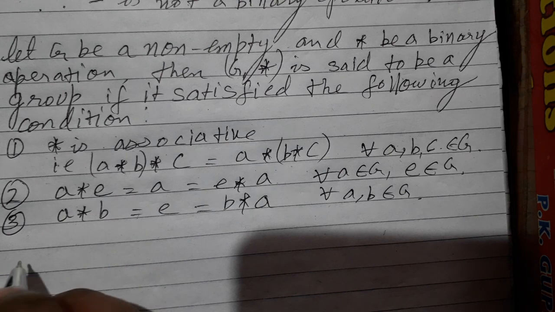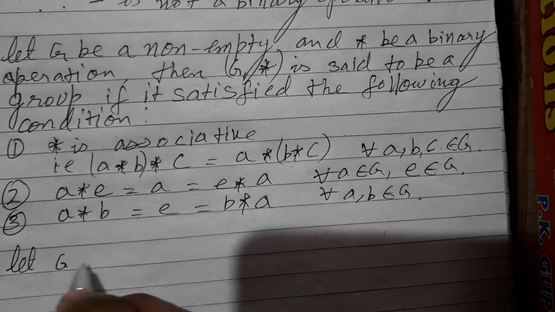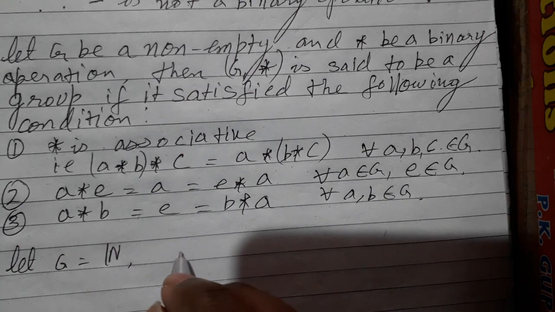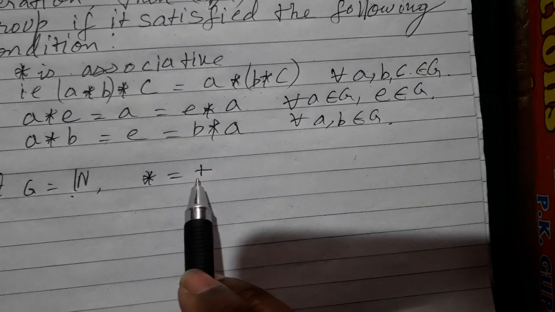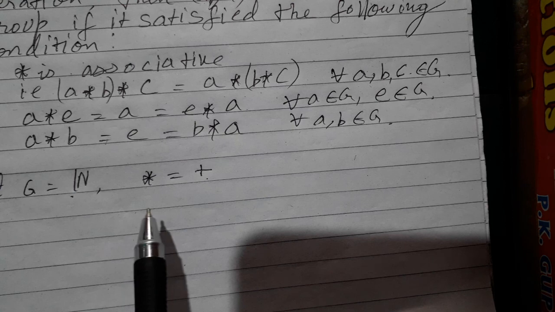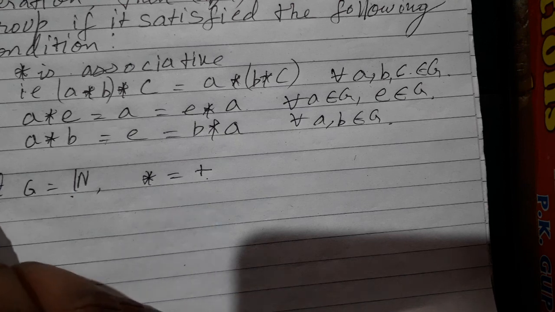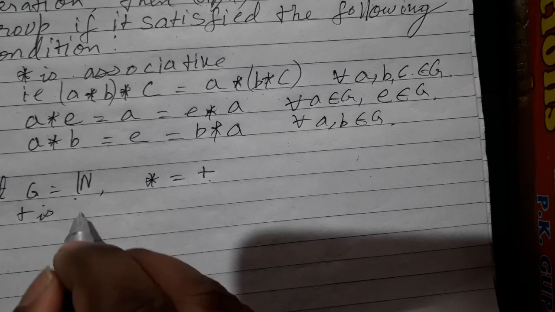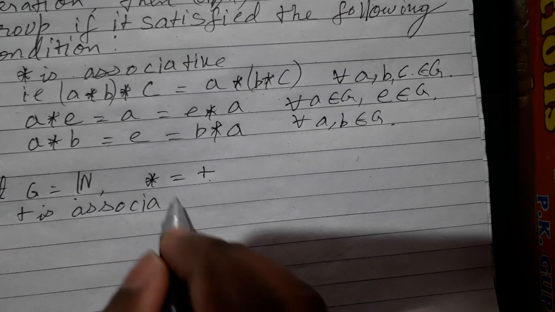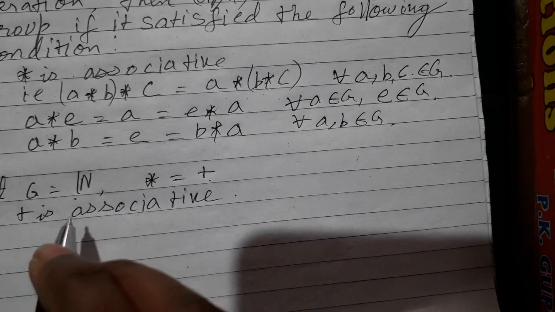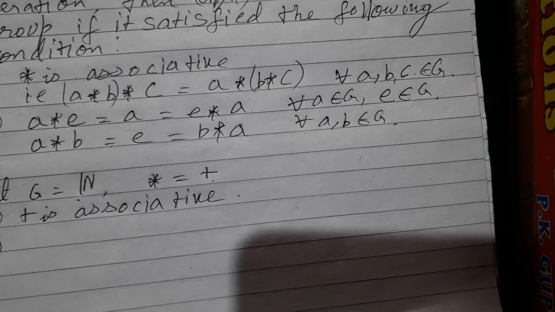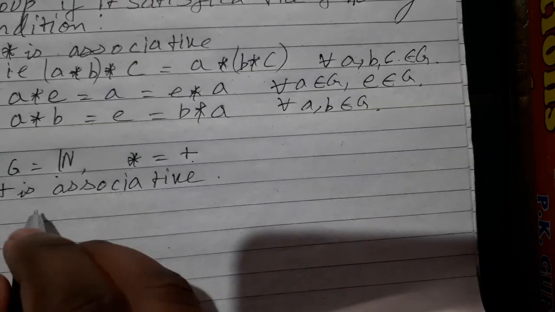So let us take some examples of a group. I'll take G equal to the natural numbers, and the operation as plus. We know G is non-empty, and plus is a binary operation, which we have already shown. We also know that plus is associative, because addition of natural numbers is always associative. Now let us check whether it has an identity element or not.